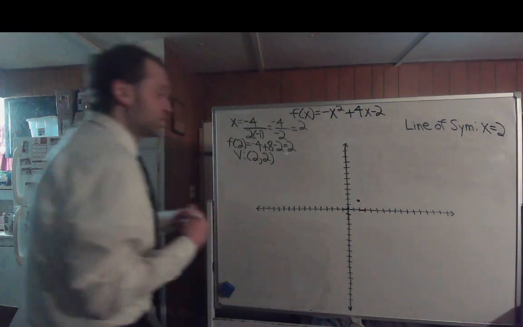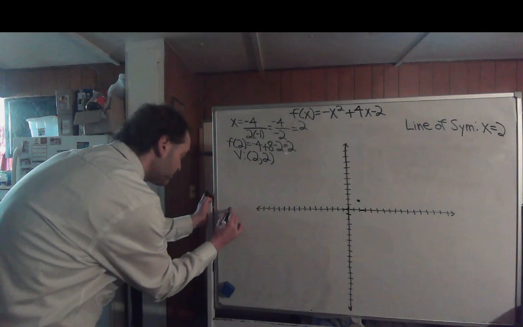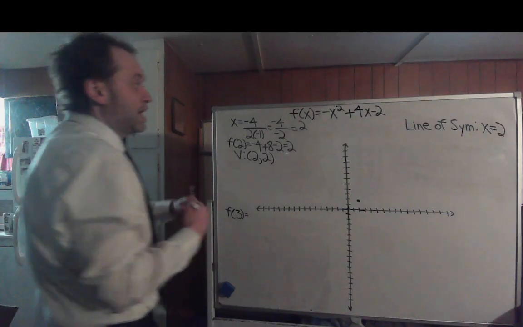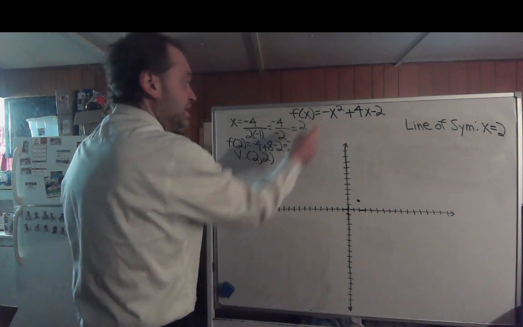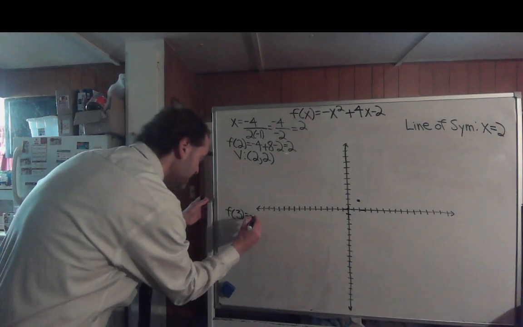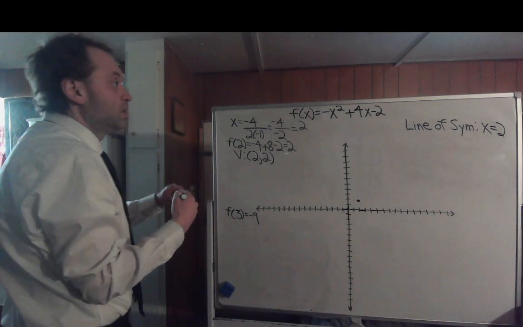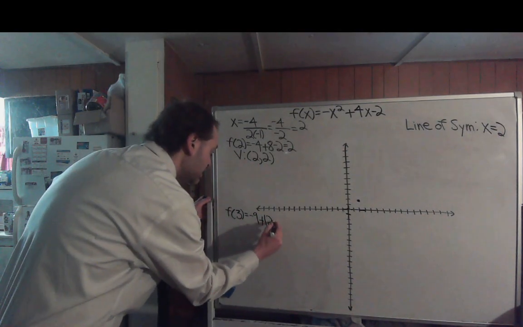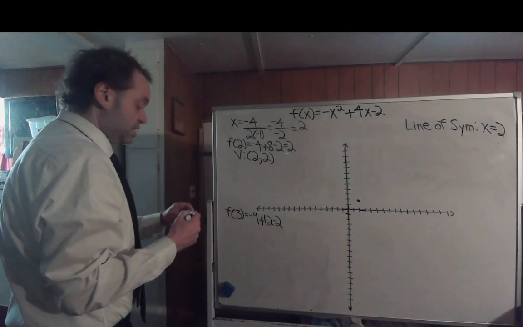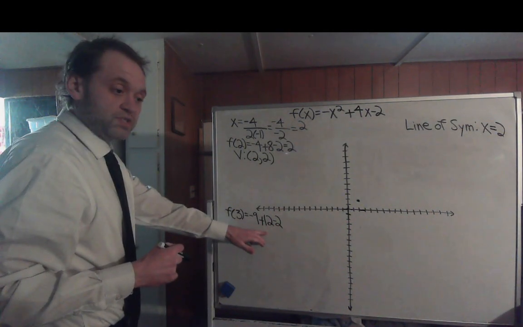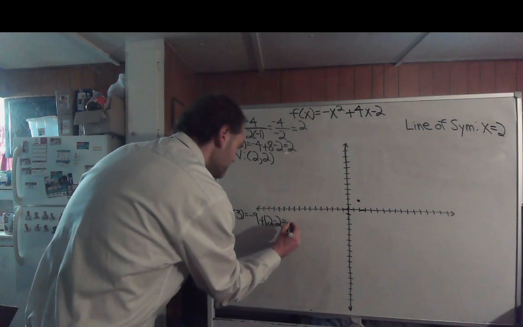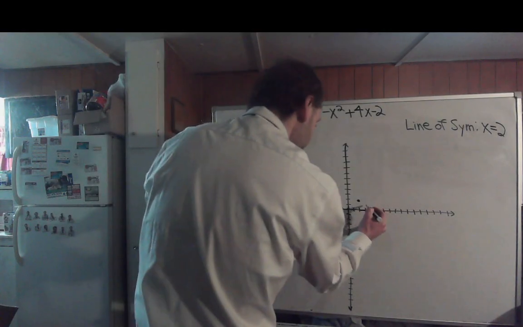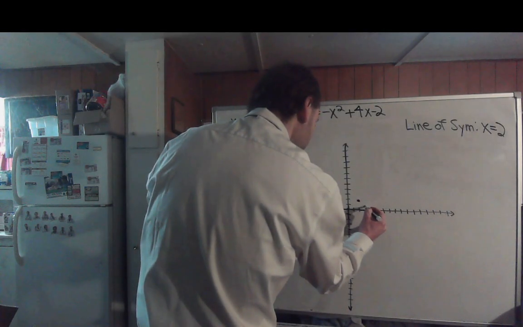Now, let's plot 2 points on either side of the line of symmetry. So why don't we start with f of 3? 3 to the second is 9 times negative 1, that becomes negative 9. Plus 4 times 3, that's going to be 12. Then minus 2. So negative 9 plus 12 is 3, minus 2 is 1. So you'll end up with the point 3, 1 as one of your points. You have 3, 1 right here.